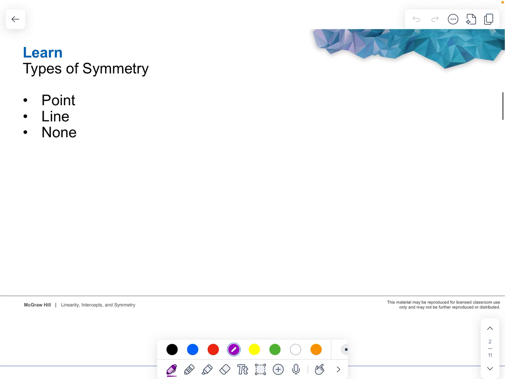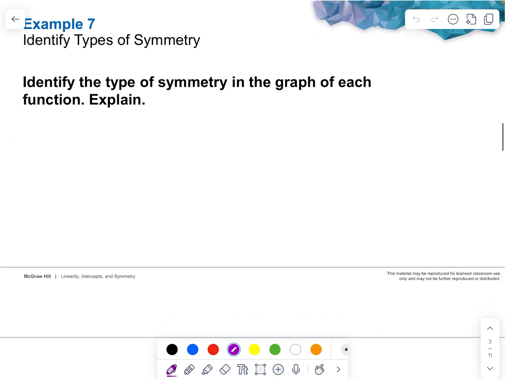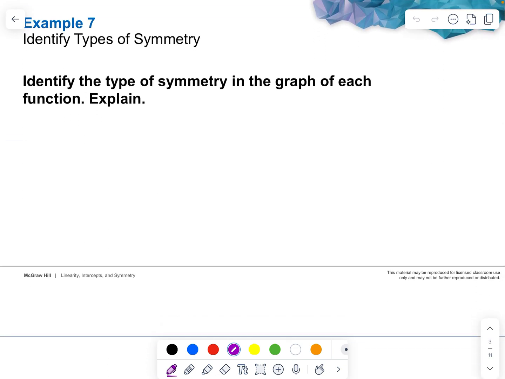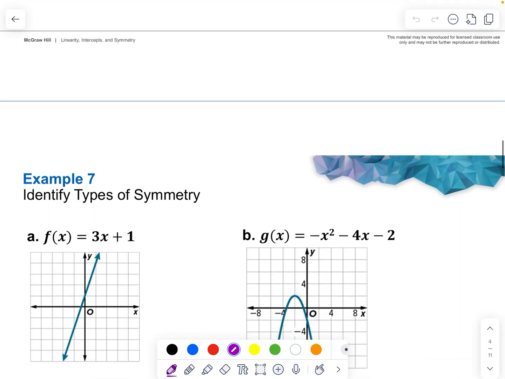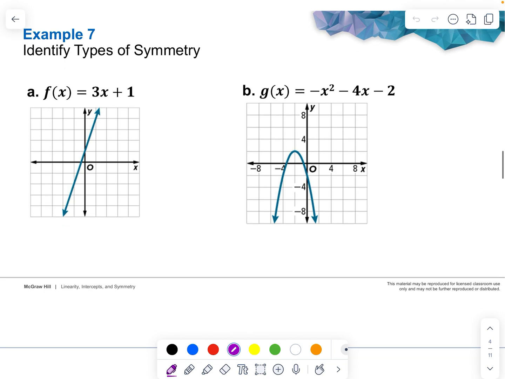Three types of symmetry we're going to look at: point symmetry, line symmetry, and sometimes there's just no symmetry. Identify the type of symmetry in the graph of each function and explain what is going on. So let's look at these. You might want to draw these graphs so you can think about them.